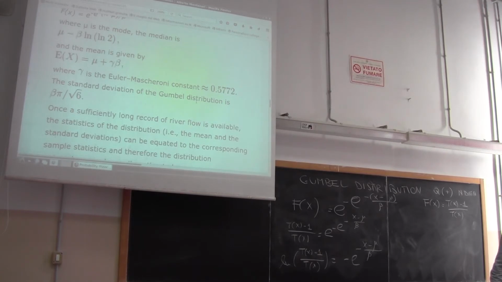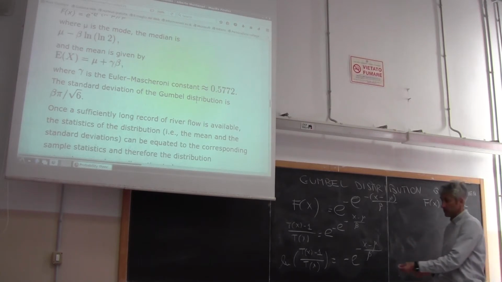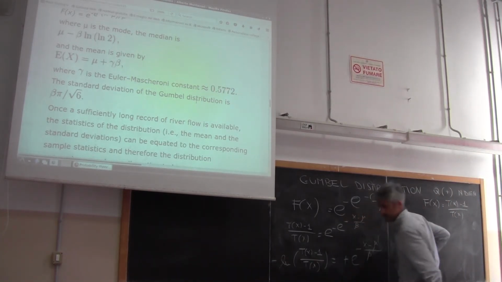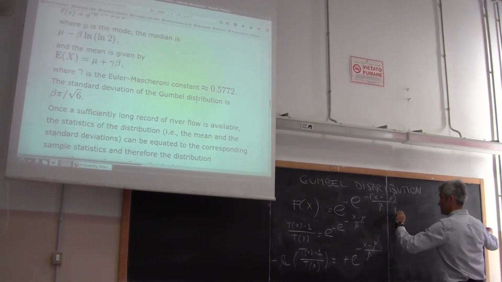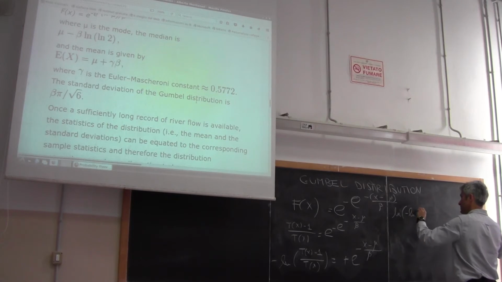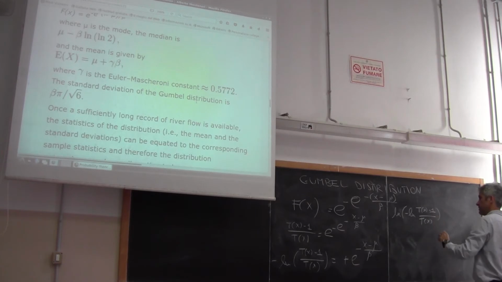And in order to move forward, let me change sign directly on the blackboard in order to speed our calculation. Okay, now I need to take the second logarithm. So I have the logarithm of minus the logarithm of dx minus 1 divided by dx. This is equal to minus x minus mi divided by beta.